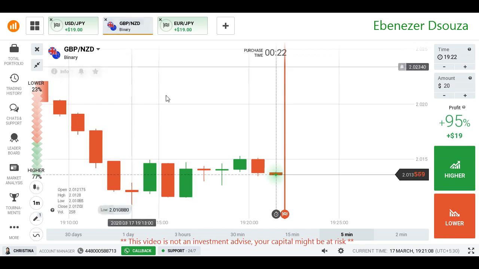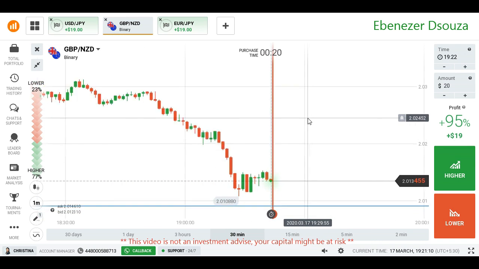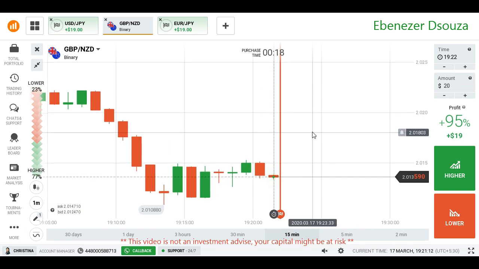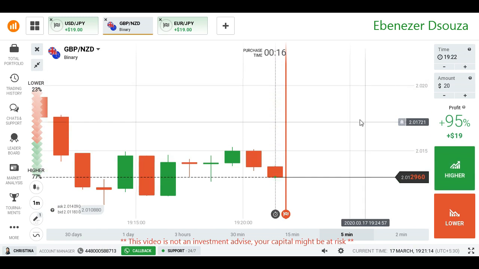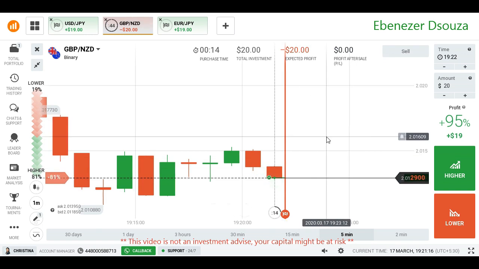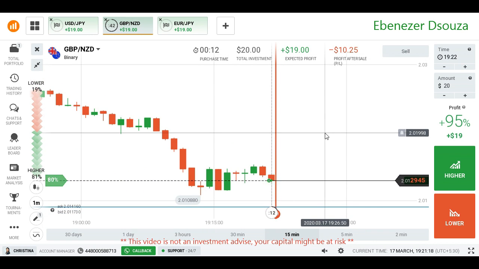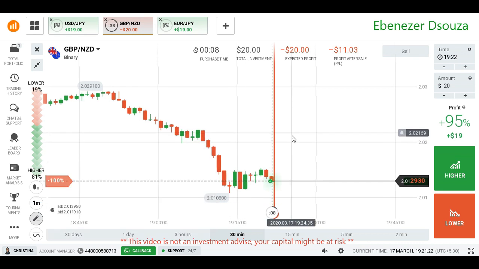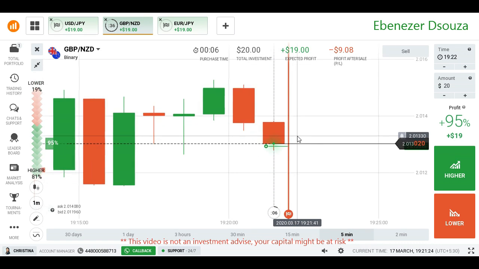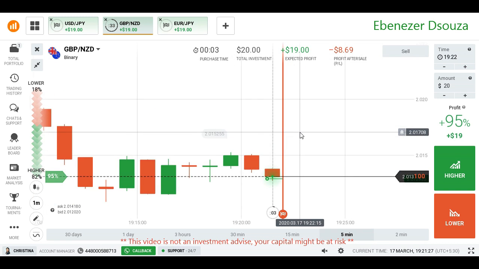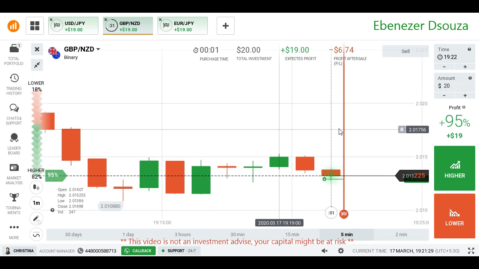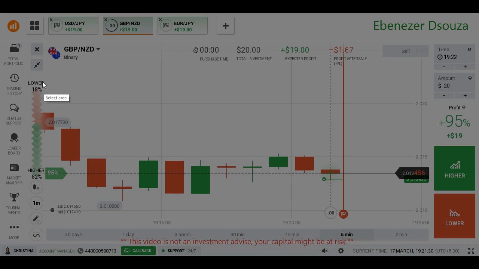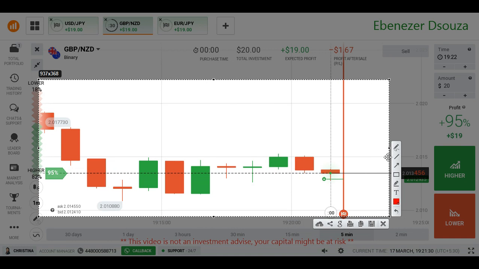Here, I think I have an opportunity here. I am going to place a higher option. Okay, very good entry point. So I wanted to place a higher option here actually, because, okay, let me check this market first. So this is a downtrend actually.